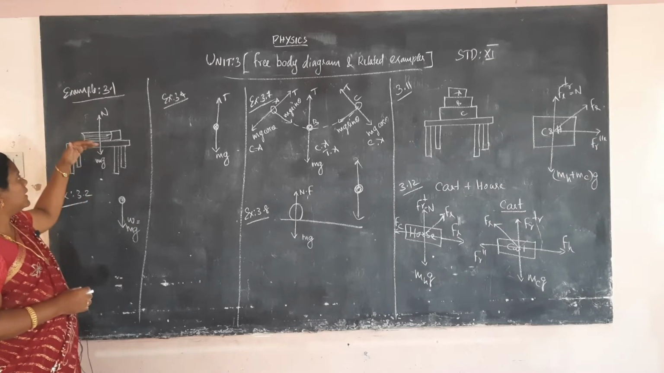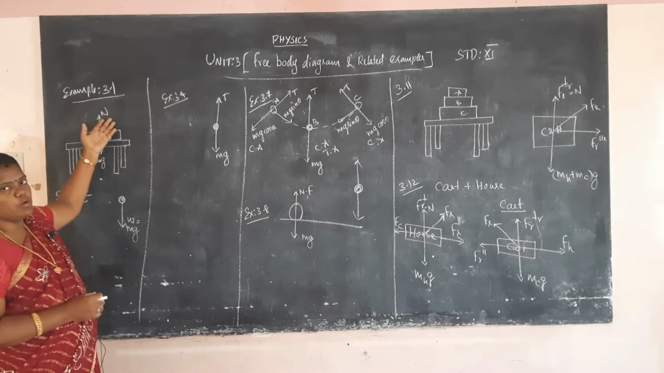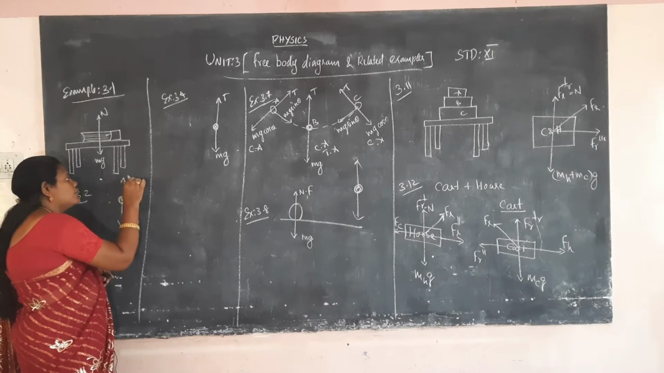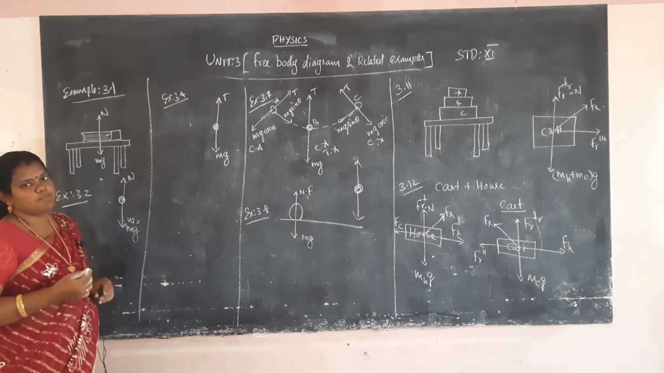But the table exerts an opposite force on the book. This force is called the normal force, which is the upward force.